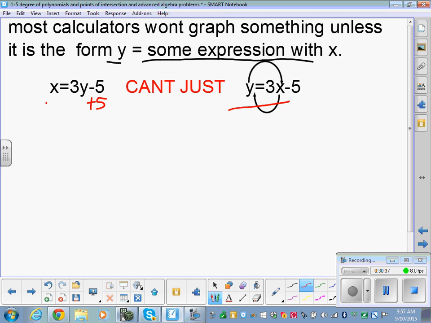Okay? So to get Y alone, what's my first step? Add 5 to both sides. So on the left, I have X plus 5. Now if you'll just rewrite them, you're going to save yourself a lot of errors. X plus 5 is equal to 3Y. Does everybody see what I did there? Please ask if you don't.